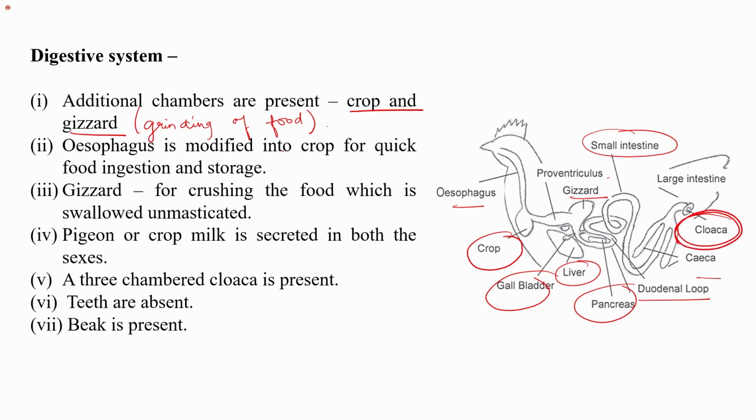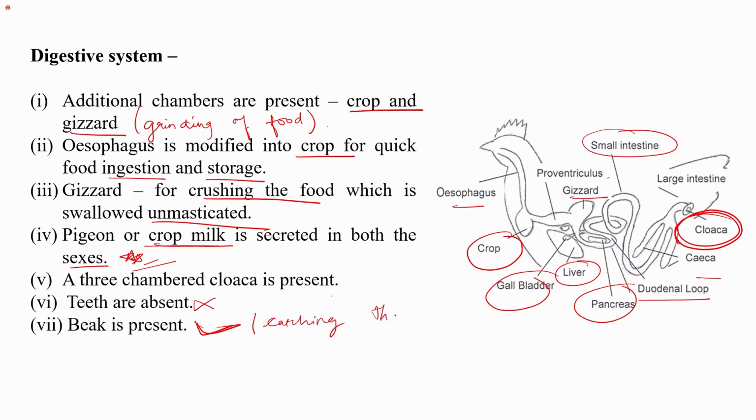Fine. So esophagus is modified into crop for quick food ingestion and storage. Gizzard is used for crushing the food which is swallowed unmasticated. So when the food is swallowed without chewing, then it is crushed in the gizzard. Pigeon or crop milk is secreted in both sexes. This is important. A 3-chambered cloaca is present. Teeth are absent. Beak is present, which helps in catching the food.